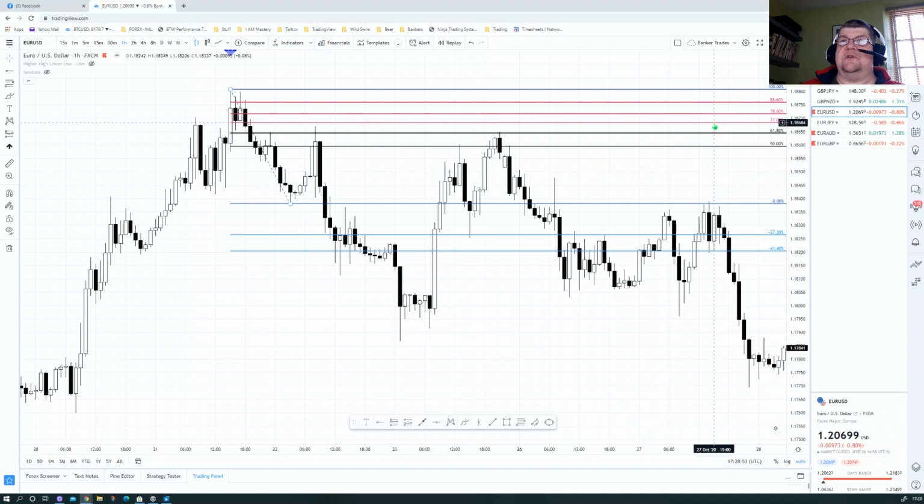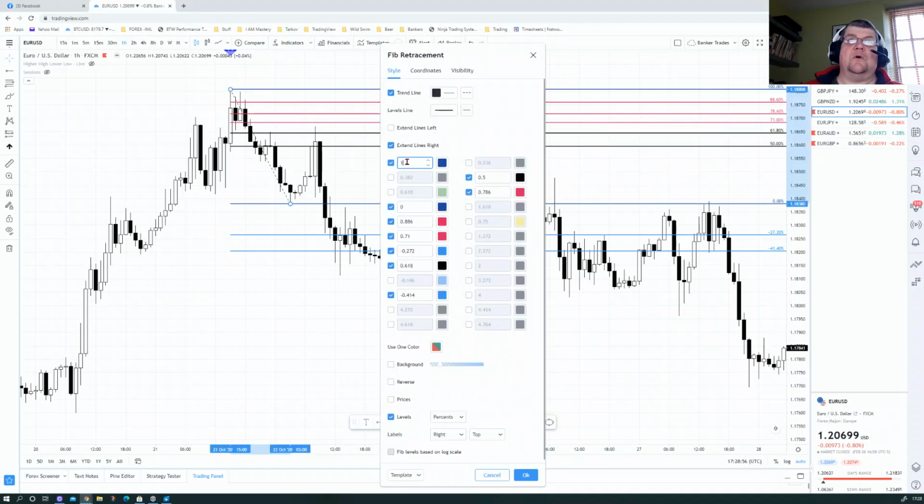So if I show you these figures in here, I've got 1, I've got 0, 0.886, 0.71, 0.618, the traditional fib retracement zone, 0.5 and 0.786. I've also got two minus ones in here in blue, which is minus 27.2 there, and minus 0.414, and I've also extended the lines here, which helps me look for potential other trades as well.